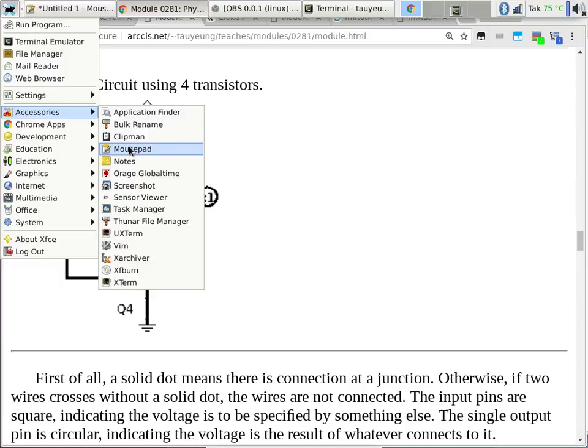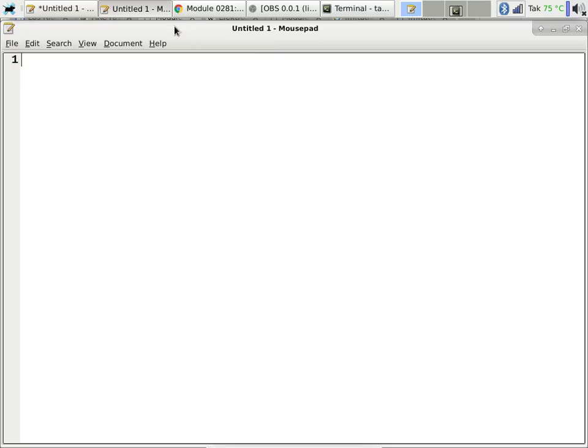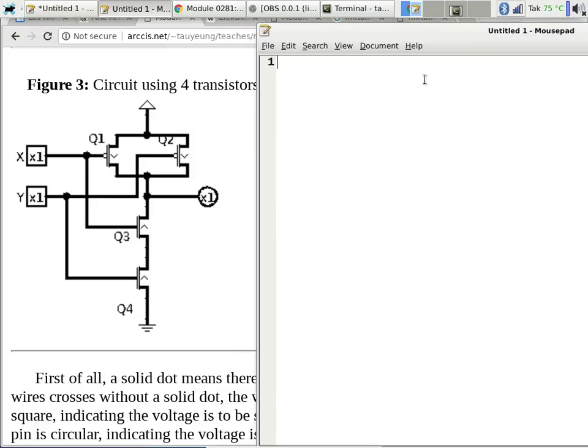So what I'll do is I'm going to open up a text editor, put it on the side, and then we'll say, okay, what if X is 0 volts or low voltage? Y is a 1, which means it is high voltage. So we want to identify what's going to happen to Q1, Q2, Q3, Q4, and then eventually what the output pin is going to experience. All right, so we'll do this analysis step by step.